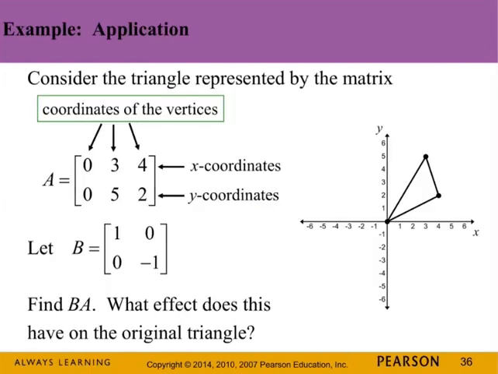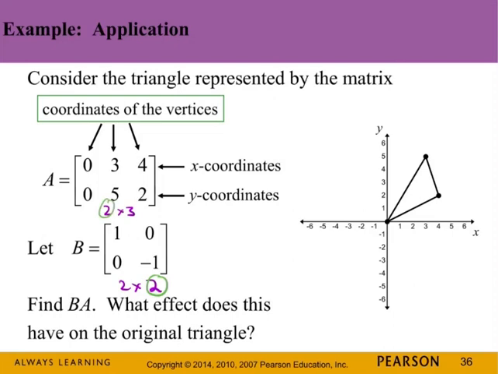Okay. Find B times A. What effect does this have on the original triangle? So, let's see. Notice that B is a 2 by 2. A is a 2 by 3. So because this 2 matches this one, we can do B times A.